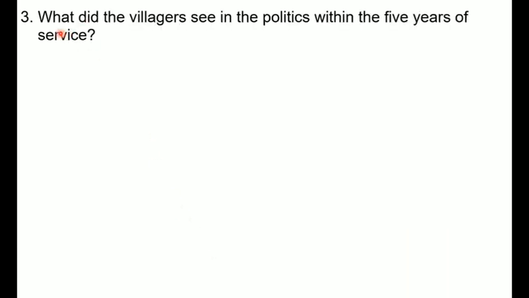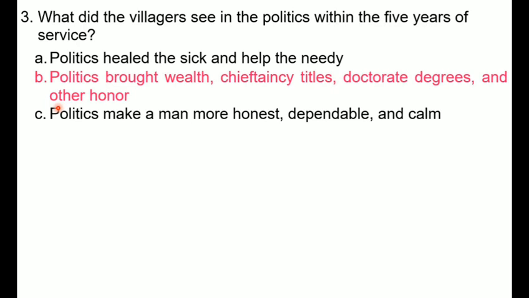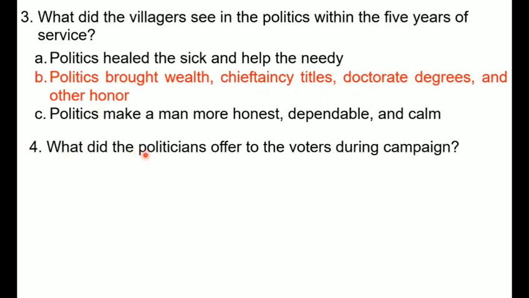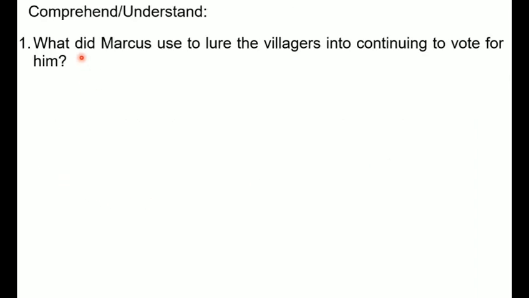Number 3. What did the villagers see in the politics within the 5 years of service? The answer is: politics brought wealth, chieftaincy, titles, doctorate degrees, and other honor. Okay, number 4. What did the politicians offer to the voters during campaign? The answer is money. Okay, now, next, comprehend and understand.